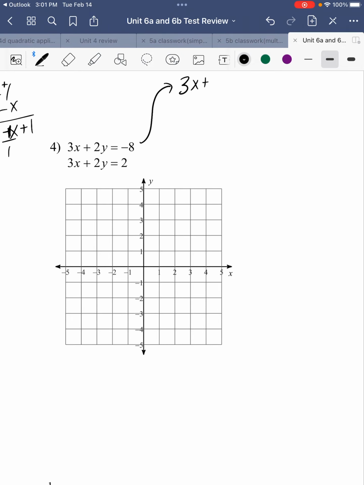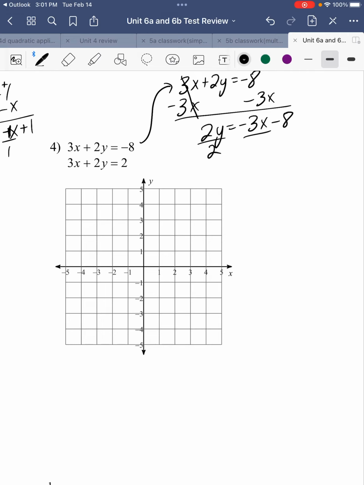Alright, next problem. Let's get the y by itself so we can get into y equals mx plus b form. I'm going to move the x term first. And the x term I'm going to put first because that's where my slope is going to be located. Then I'm going to divide by 2 to do the opposite of multiplication. Negative 3 over 2x minus 4. Negative 4 is my y-intercept.